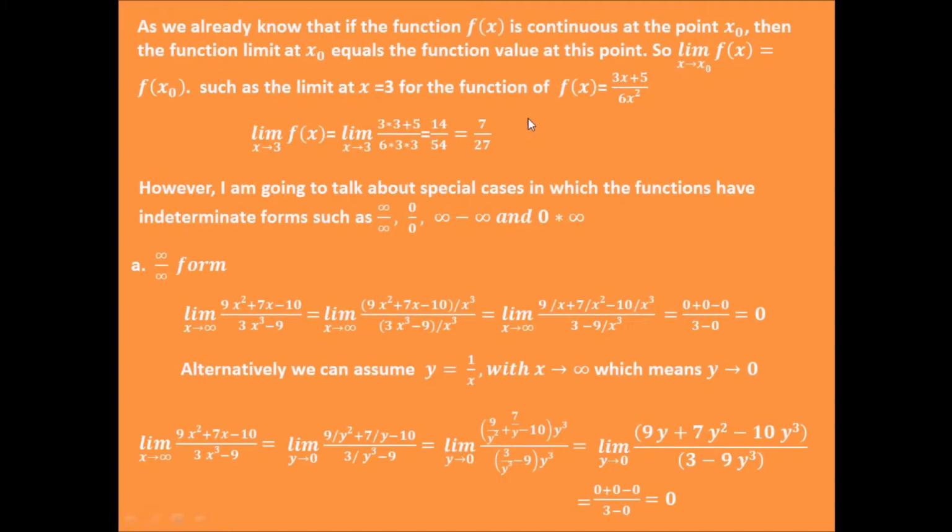As we know, if a function f(x) is continuous at the point x0, then its limit equals the function value. For example, if we want to calculate the limit at x equals 3 for the function f(x) equals (3x plus 5) divided by (6 times x squared), because the function f(x) is continuous at the point x equals 3, the limit at this point equals the function value. So we can directly plug in 3 into the function to get the limit, which is 7 divided by 27.